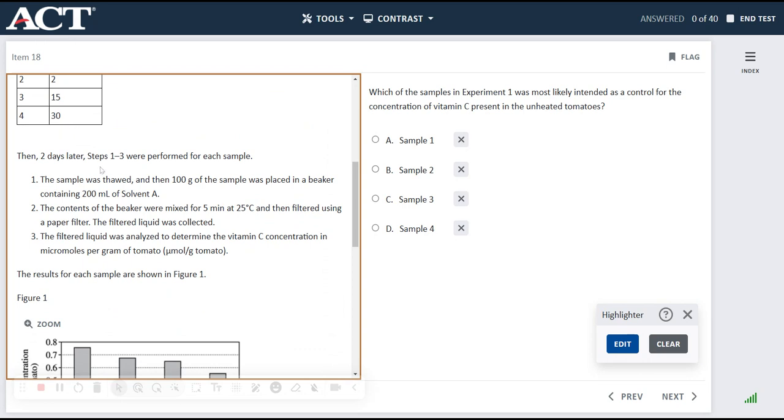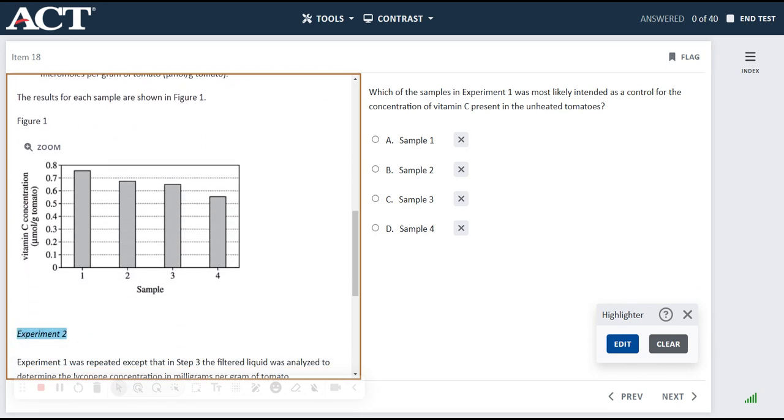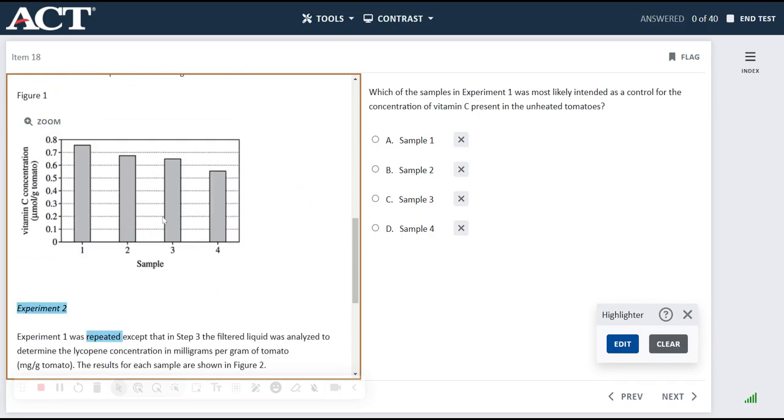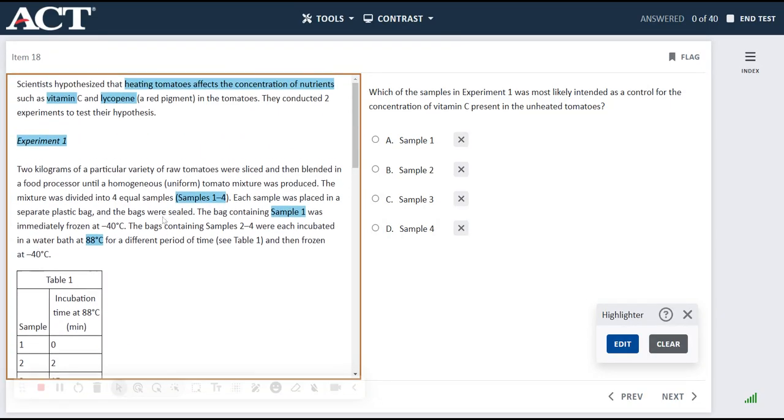And then 2 days later, they perform different steps, and you see vitamin C, and the experiment 1 was repeated, and they're looking for lycopene. That's it. It's a decent idea. Probably should take you 30 seconds to a minute just to have an overall view.